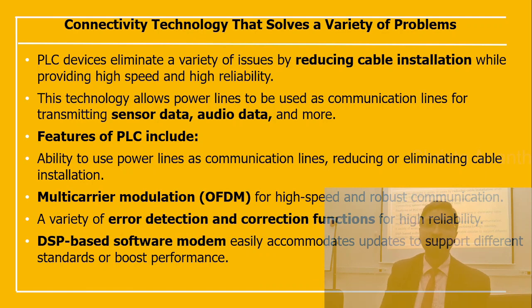So with PLC devices, you can eliminate a variety of issues by reducing cable installation. You can enjoy high speed, and of course it is very robust and highly reliable. The technology allows power lines to be used as communication lines, especially for transmitting sensor data, audio data, and even visual data. So the features include the ability to use power lines as communication lines. You can reduce or maybe eliminate the cable installation, and of course you'll go for OFDM.